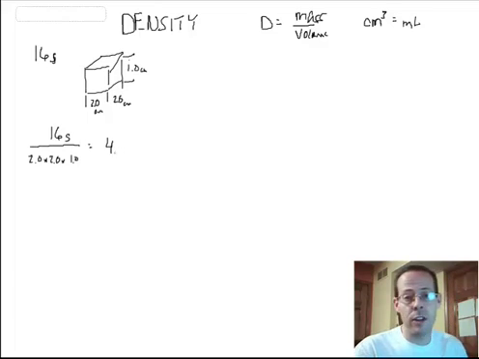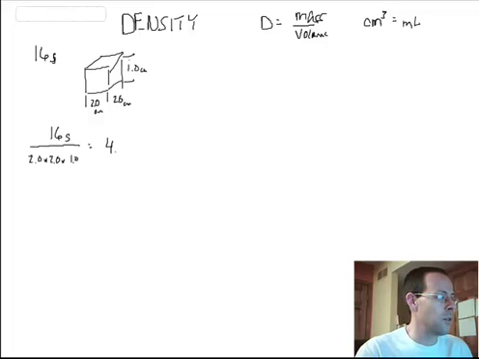And because it's significant figures, because we're multiplying and dividing, 16 has 2, 2.0 has 2, 2.0 has 2, 1.0 has 2. So really our answer is going to be 4.0. And then our units are going to be grams over cubic centimeters.